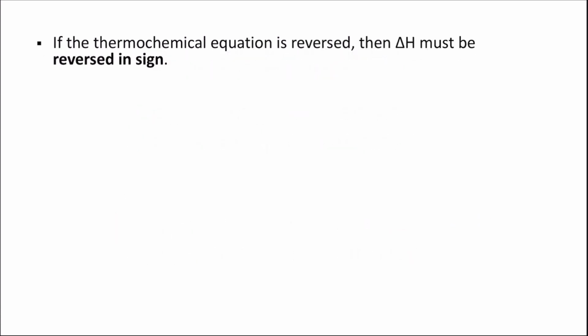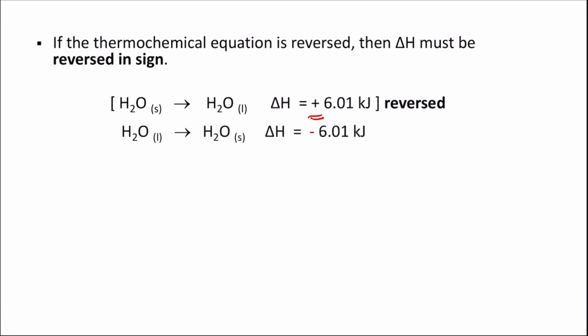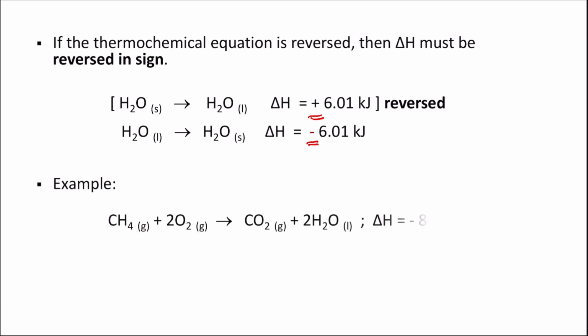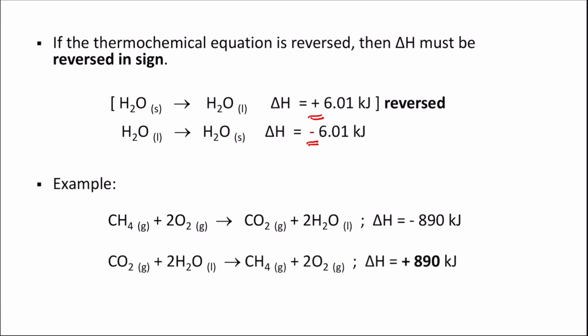Saya darab dengan 2, so semua benda mesti darab dengan 2. Okay, next one. Sekiranya awak reverse the thermochemical equation. Boleh reverse ya? So, bila awak reverse the equation, sign untuk delta H awak daripada positif, dia mesti tukar kepada negatif. So, ini sangat penting. Okay, contoh macam this one. Saya ada negatif 890 kJ for delta H. Apabila saya reverse, nilai masih sama, magnitude still the same, but the sign is changed because you reverse the thermochemical equation.